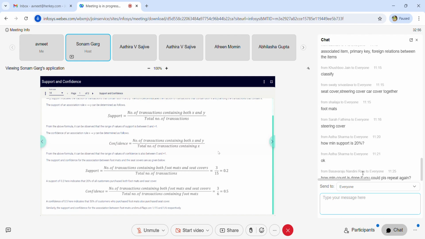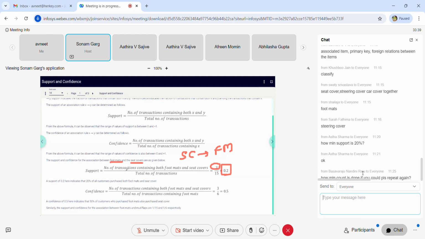See here, X determines Y is not the same as Y determines X. If a person has purchased a foot mat, will he purchase a seat cover or not? If you are using only the support metric, look at the formula we have used: the number of transactions that contain both, that is, 3 transactions which had foot mats and seat covers, divided by the total number of transactions, 15. If I do the reverse, and I'm interested in knowing whether people who have purchased seat covers will also buy foot mats, will my support be the same or not? It will be the same, 0.2 only, because of this formula for support.